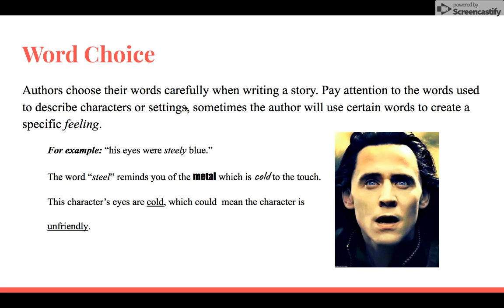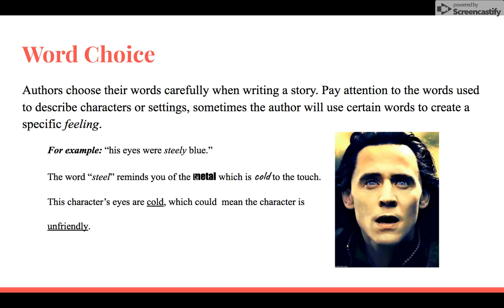Word choice is very interesting. Authors spend a lot of time picking certain words to portray certain feelings about their story. So look at the words your author chose to write your story. For example, an author might say, his eyes were steely blue. And here's an example of someone with steely blue eyes.